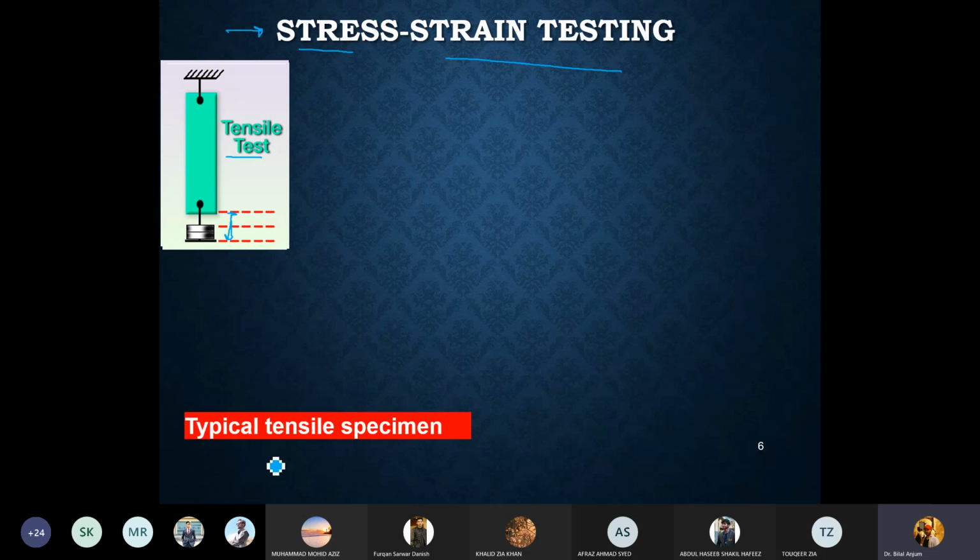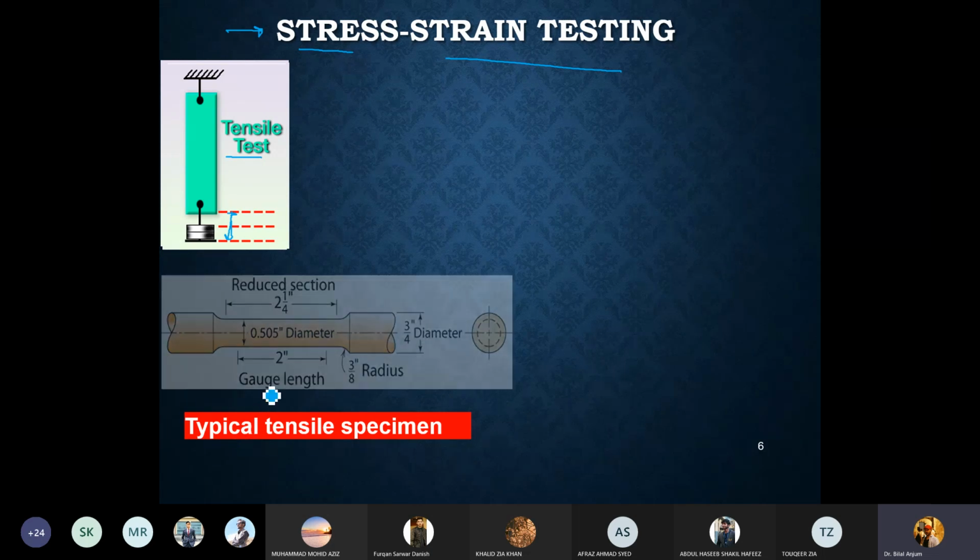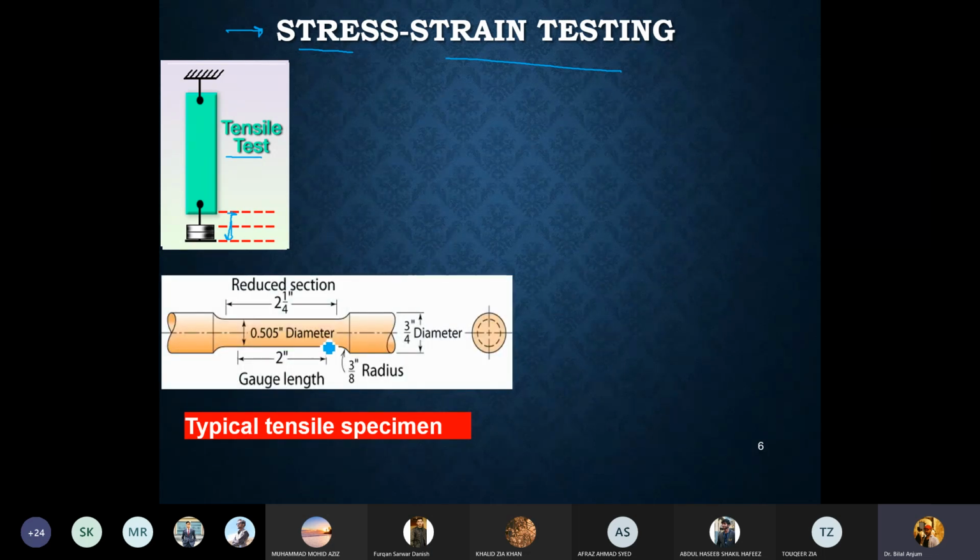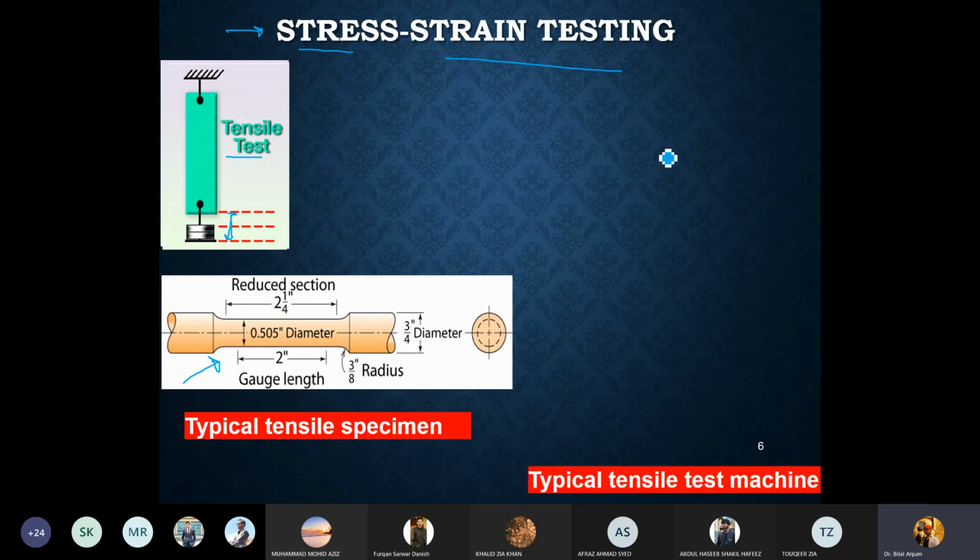A typical tensile test specimen is of the dumbbell shape. You have different standards for this tensile specimen. This is just to give you an idea of how the tensile test specimen looks. In order to have uniformity of results, there are different standards with exact dimensions that need to be followed if you have to follow a particular tensile test.